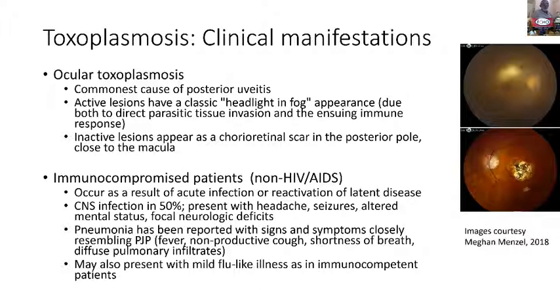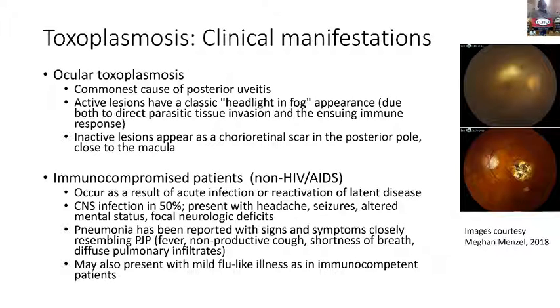And once the lesion has settled, you typically get this sort of chorioretinal scar in the posterior pole close to the macula, which is why in persons with toxoplasmosis of the eye, they tend to get fairly devastating vision loss.